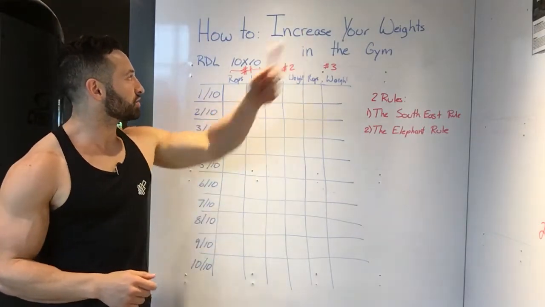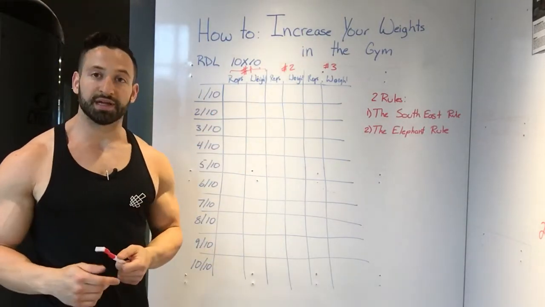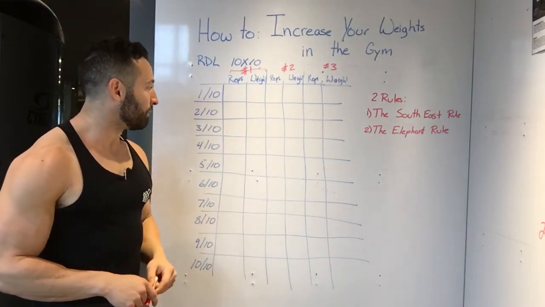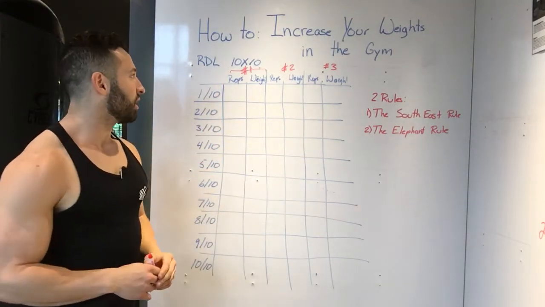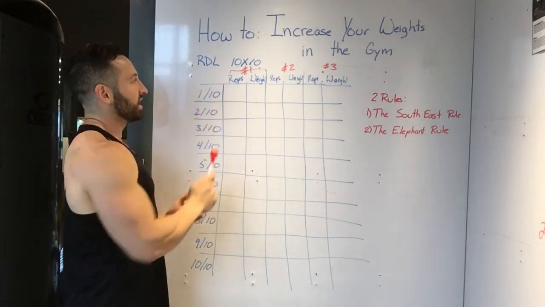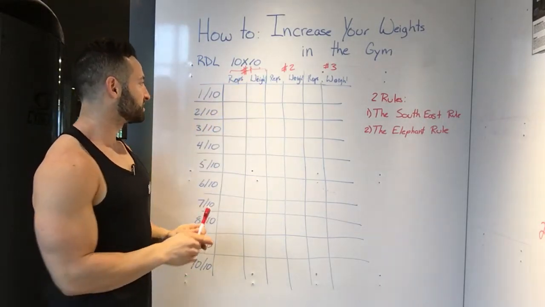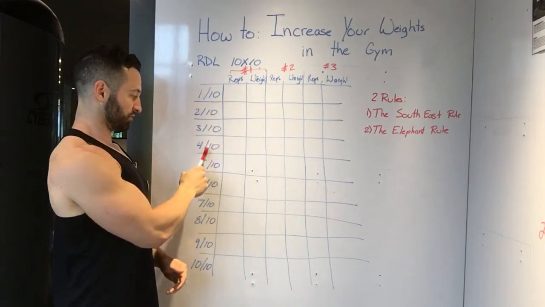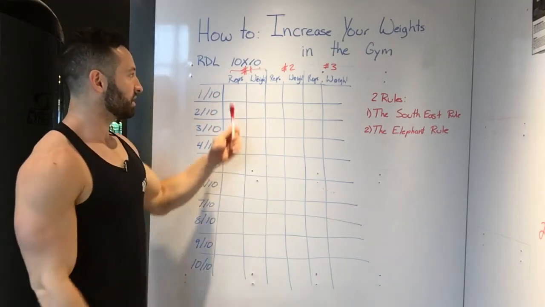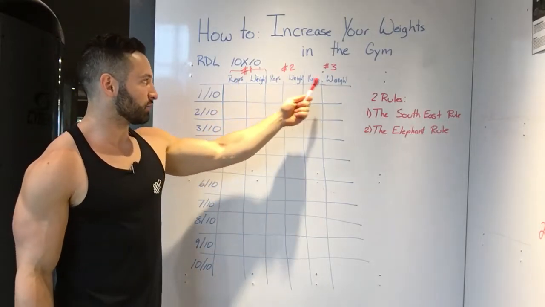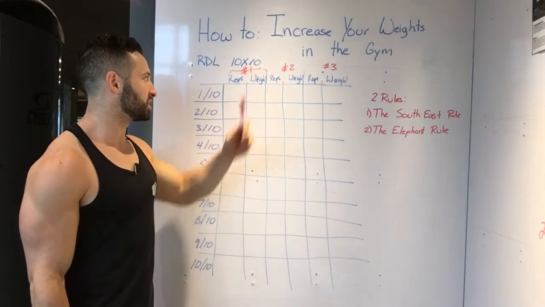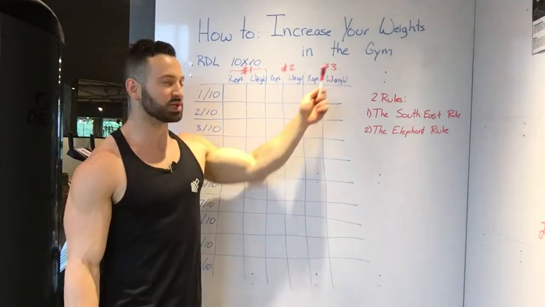I wrote over here, how to increase your weights in the gym, right? That would be the basic question that people have. So I got a mock-up log sheet over here. So let's say we're doing Romanian deadlifts, 10 sets of 10 Romanian deadlifts. Let me explain to you how this chart works. This is the first set of 10, second, third, fourth, fifth, all the way down to 10. Reps and weight, reps, weight, reps, weight. This is the first time you do that workout session, okay? So this is session number 1, session number 2, session number 3.